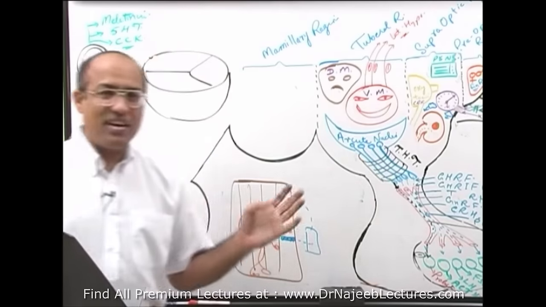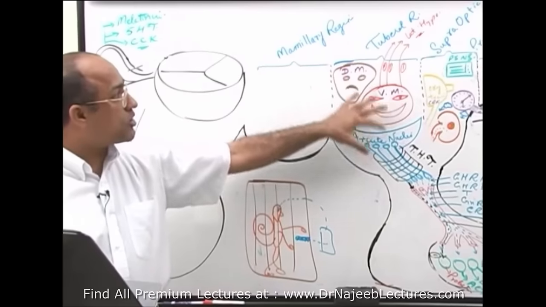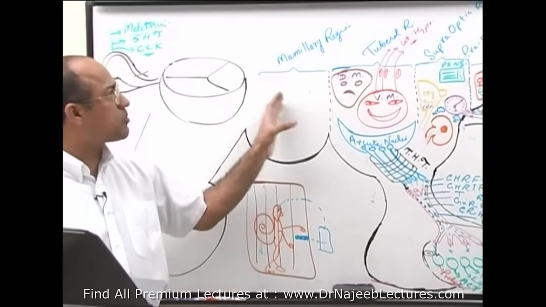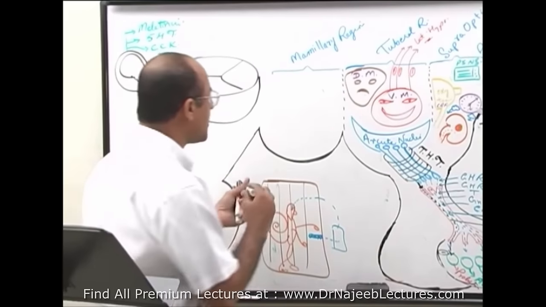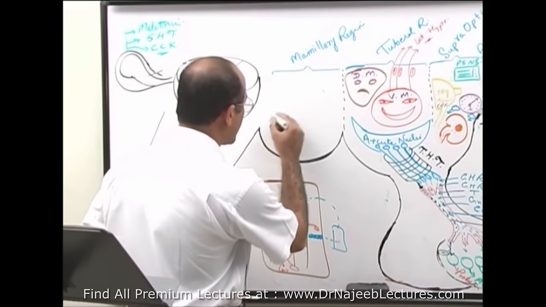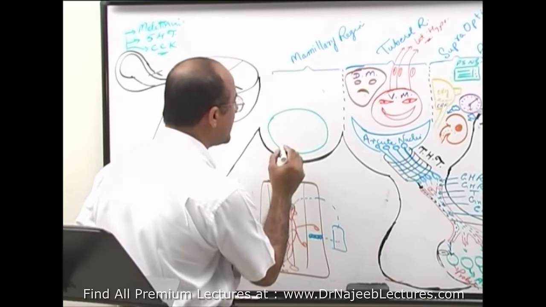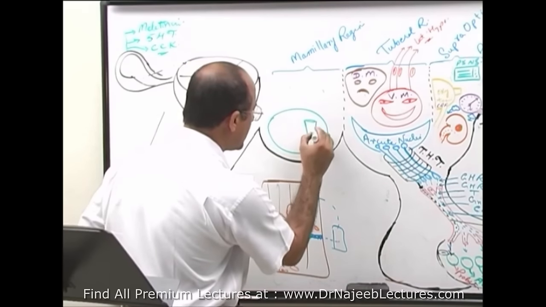Right? Now, this was about the tuberal region. Now, a few words about mammillary region. Mammillary region has, number one, mammillary nuclei here. Mammillary nuclei here. And look, what is this?